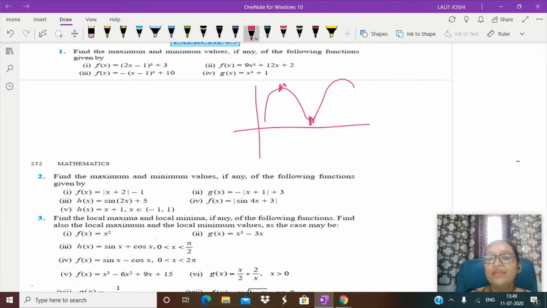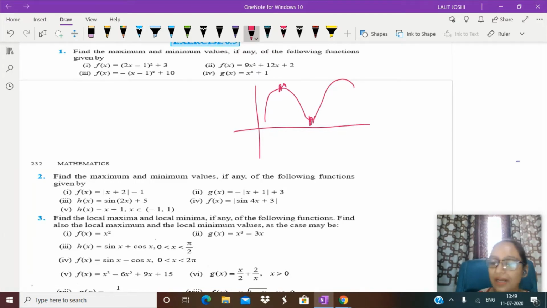So what CBSE says, first of all, there are certain types of questions asked where you have to answer directly on the basis of the observations, right? And after that, we will be doing certain tests which will help in deciding how we have to find the maximum and minimum value, right?